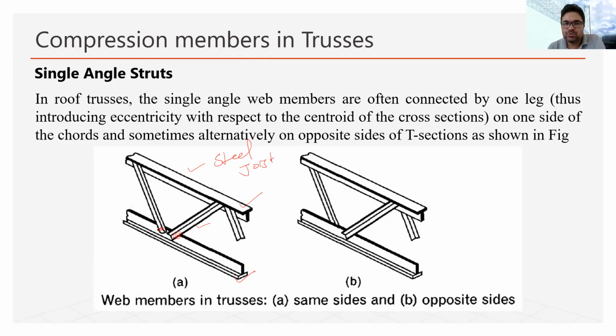But sometimes to reduce the eccentricity, what we do is we connect the angle section alternatively, like one angle is connected on this side and the other angle is connected on the other side of the T section. So by making the connection in this manner, we can reduce the eccentricity to some extent. So as it is written here, if the angle is connected by one leg only, eccentricity is induced, but that eccentricity can be reduced to some extent if we arrange the angle connection in such a manner, like in this case.